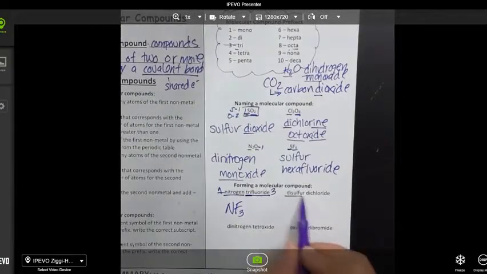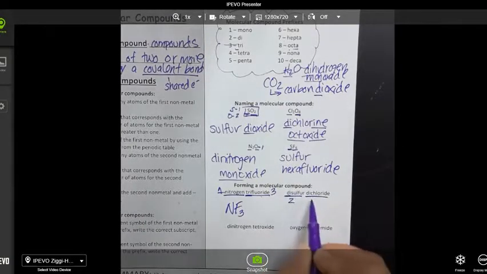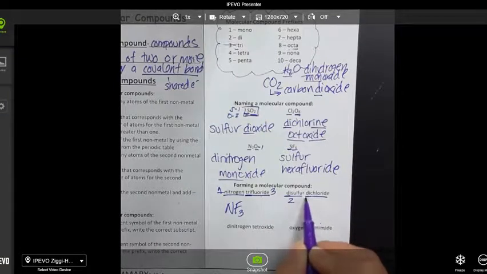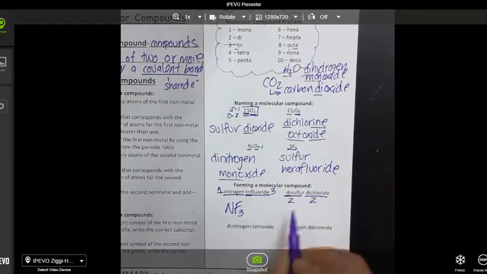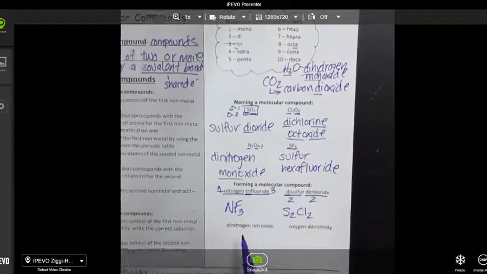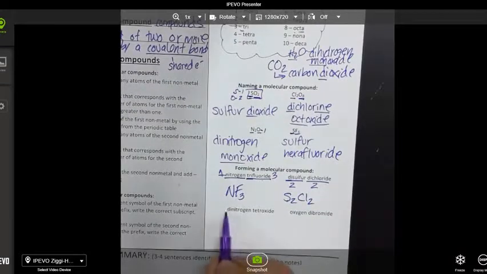Over here we have disulfur dichloride. How many sulfurs are there? Di is 2. Dichloride, di is 2. So this is S2Cl2. 2 sulfurs, 2 chlorines. Again, down here, dinitrogen, di is 2. Tetroxide, tetra is the prefix, and tetra is right here. Tetra is 4. So nitrogen, I have 2. Oxide, oxygen, I have 4.